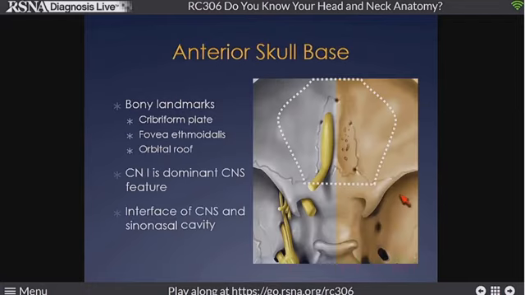So let's look at segments of the skull base, and we'll start with the anterior skull base, move to the central and posterior skull base. Our bony landmarks in the anterior skull base are going to be the cribriform plate, the roof of the ethmoids or the fovea ethmoidalis, and the roof of the orbit.